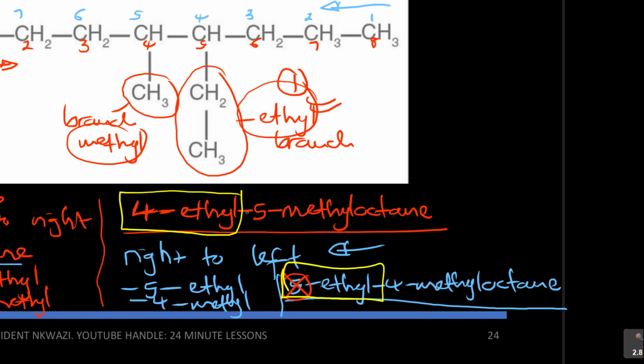So in IUPAC naming, you are always looking at the least numbering. That is what takes priority. You don't want the highest numbering, you want the least numbering. So if I have 4 and 5, which one is priority? Ethyl, which is number 4, is priority, because 4 is smaller than 5. So the right numbering is that one.